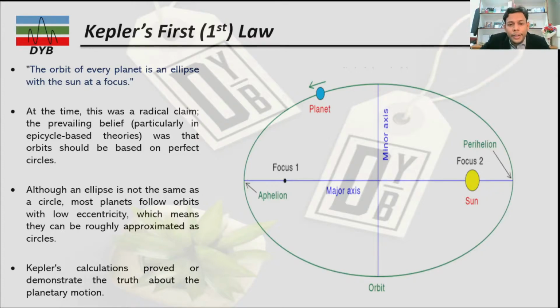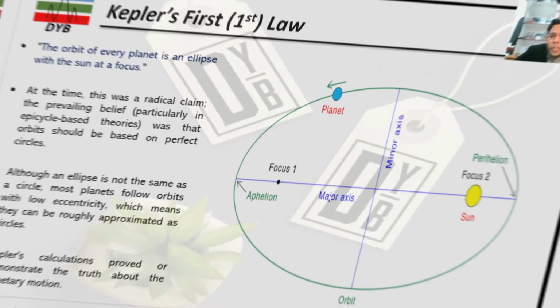Most of the planets actually follow orbits with low eccentricity, which means they can be roughly approximated as a circle. Kepler's calculations demonstrated the truth about planetary motion. So this was the first law of planetary motion: planets revolve in ellipses with the sun at a focus. This is one focus and this is two. The sun stays here and all the planets revolve around this sun.